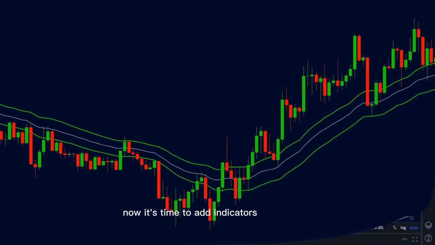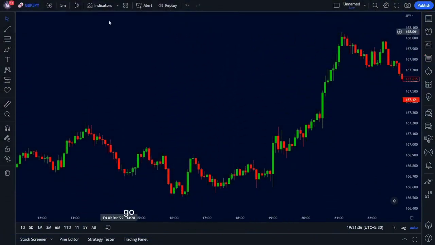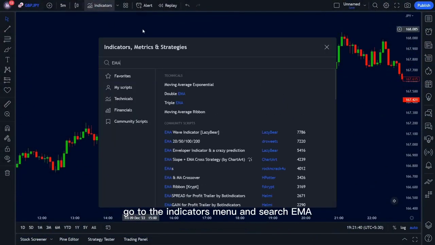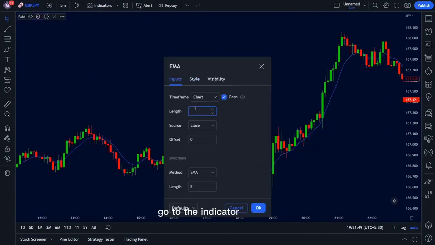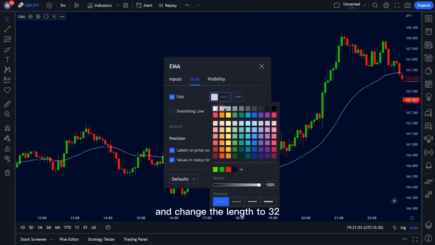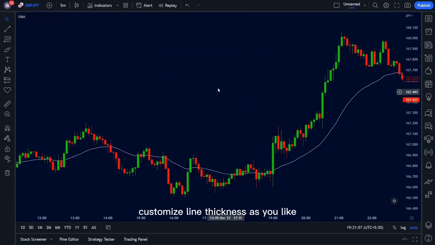Now it's time to add indicators to our chart. Go to the indicators menu and search EMA. Apply the exponential moving average to the chart. Go to the indicator settings and change the length to 32. Customize line thickness as you like.